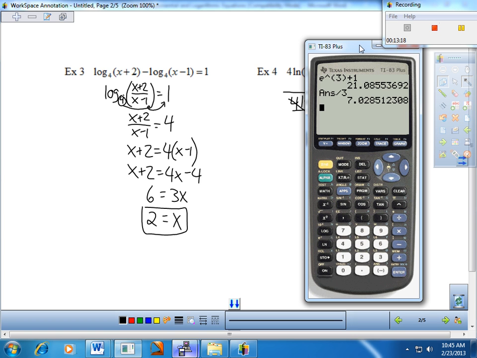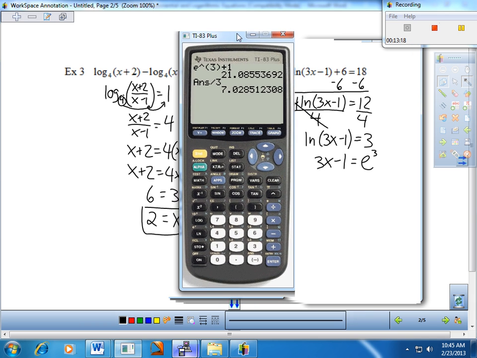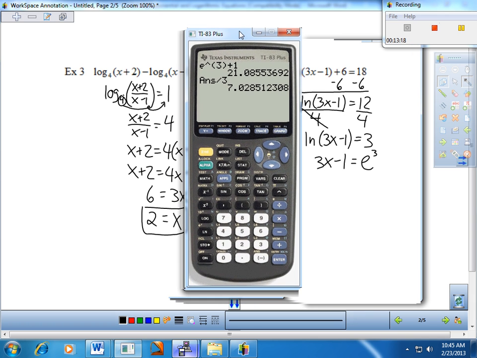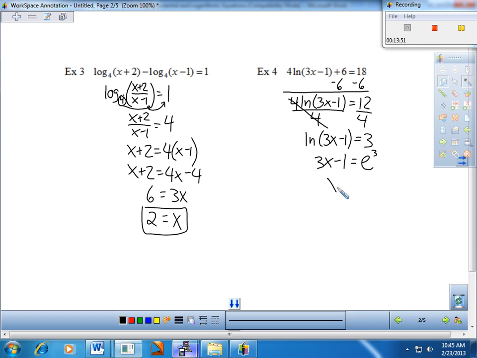So just want to make sure I have mine correct. So yep, I do want to add the 1 and then divide by 3. And so we get x is equal to, I'm going to go about 3 decimal places out, x equals about 7.029. Yeah, I'm pretty comfortable with that one. That looks really nice.